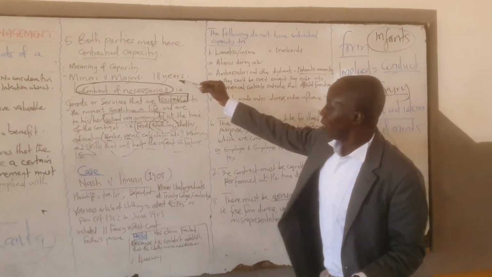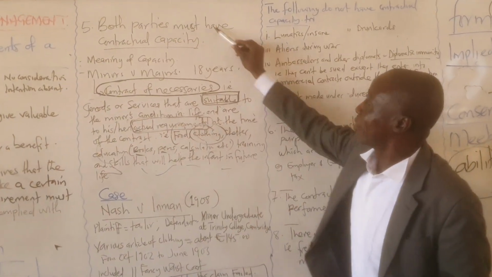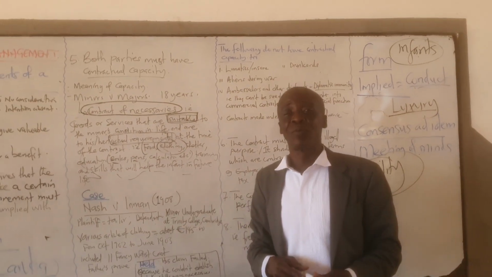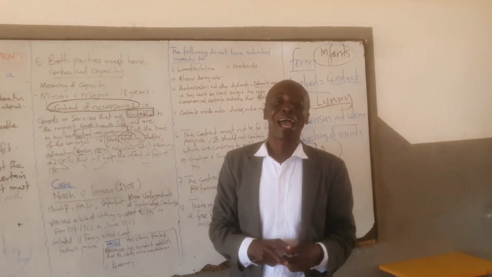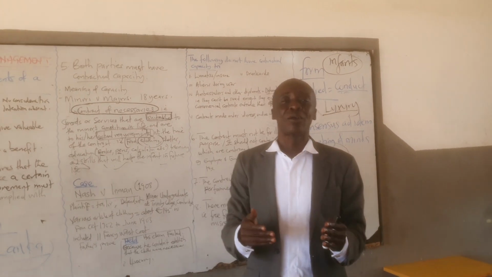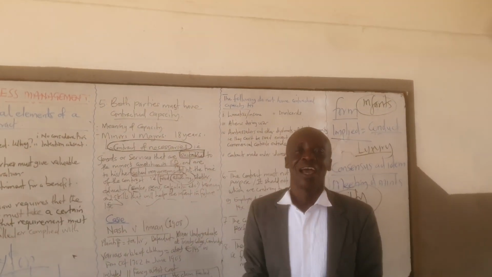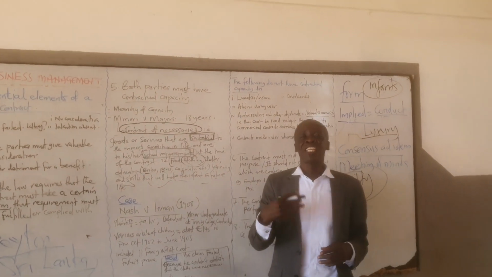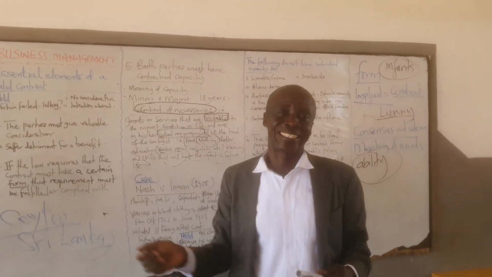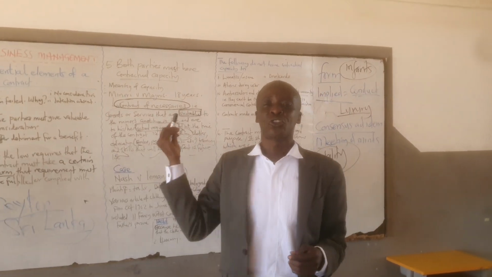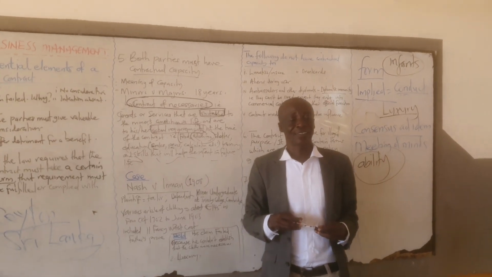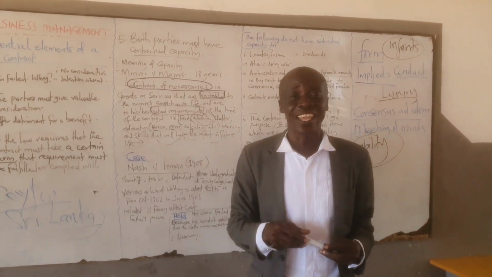Now, we are still on both parties must have contractual capacity. And we have known that, number one, minors have limited contractual capacity. So who are other groups of people who do not have contractual capacity? It means these people that we are going to mention, if you enter into a contract with them, the contract will be invalid. So be very careful not to enter into a contract with such people. Number one, lunatics, people who are insane.